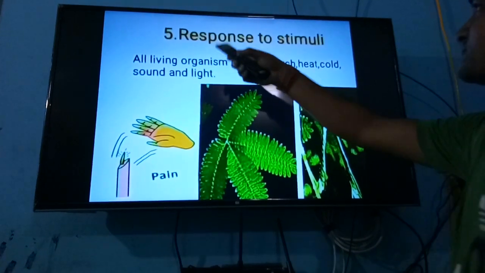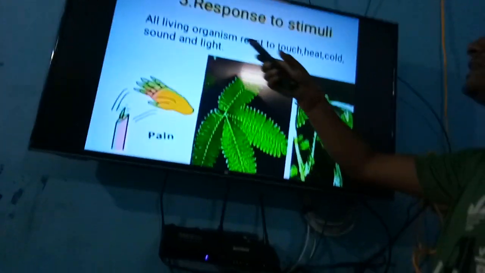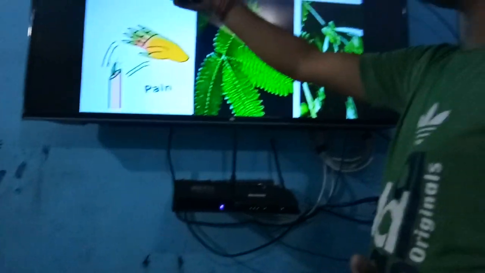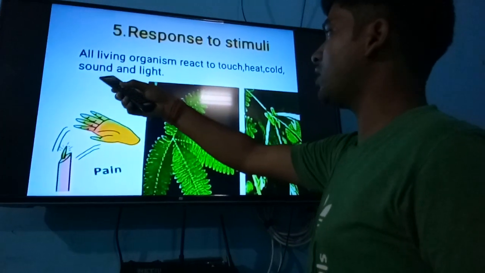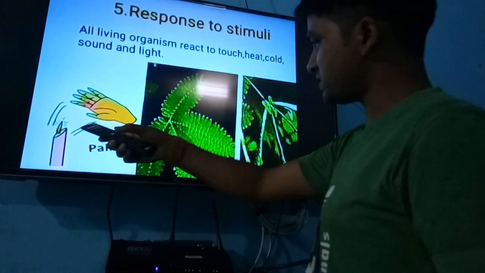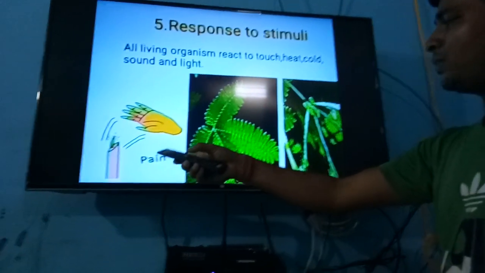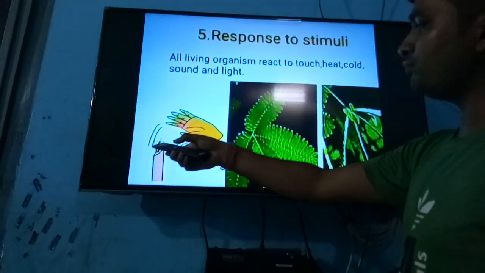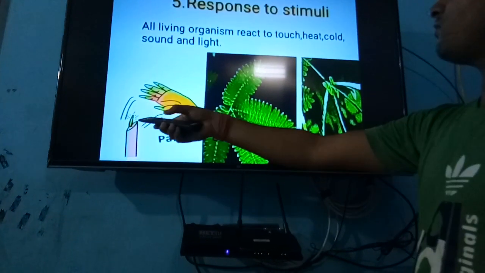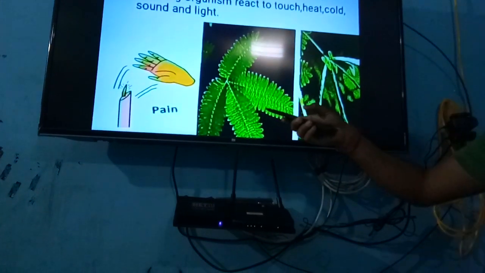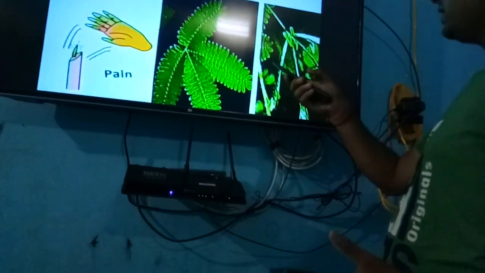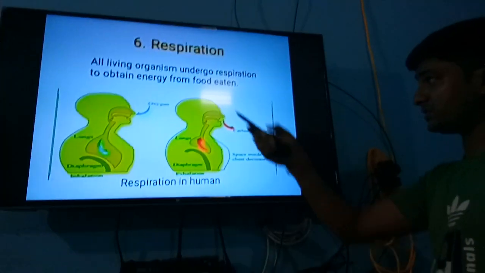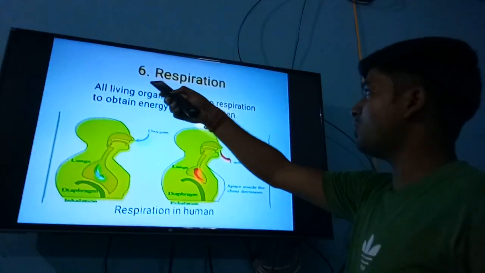Fifth, response to stimuli. Stimuli means the feeling that occurs. All living organisms react to touch, heat, cold, sound, and light sensation. You can see in this picture, when your palm is put near this fire, you can feel heat. When you touch a touch-me-not plant, its leaves close, which shows that a stimulus action occurs.